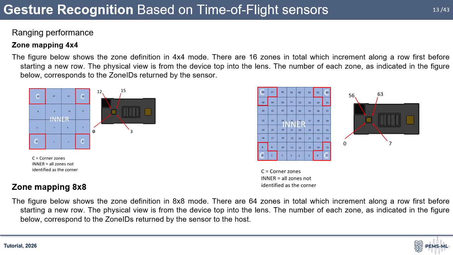This sensor can operate in two configurations, a 4x4 mode with 16 zones, or an 8x8 mode with 64 zones. Each zone represents a specific spatial region in the sensor's field of view and provides distance measurements. Accurately mapping these zones to their real-world locations is essential, as this spatial information forms the foundation for gesture recognition, motion tracking, and gesture segmentation.